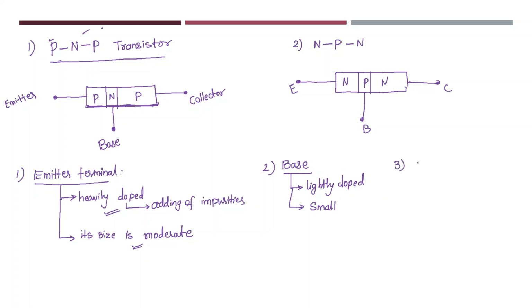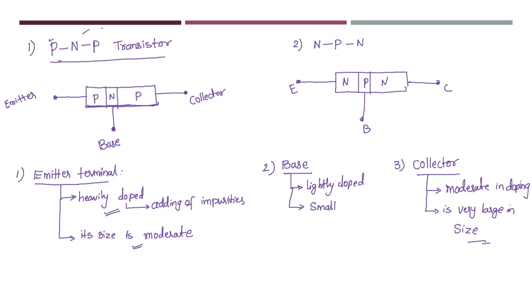Now coming to the third one, that is collector terminal. Collector terminal is moderately doped. And the next important point is it is very large in size. So these are the 3 points which you have to remember.